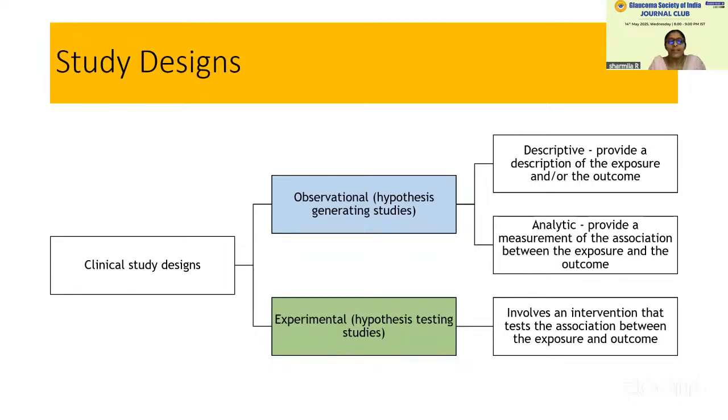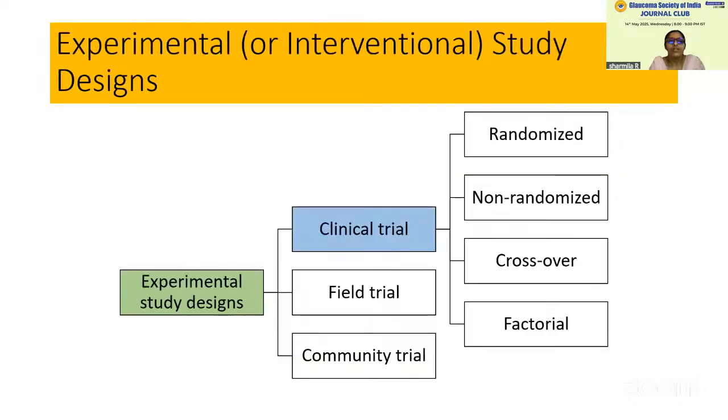And today we're going to be dealing with the experimental studies, which are hypothesis testing studies, and they involve an intervention that tests the association between the exposure and the outcome. So the experimental or the interventional study designs are further subclassified as clinical trials, field trials, and community trials. And the most important thing is the clinical trial. They are again classified into various subtypes like the randomized clinical trial, the non-randomized clinical trial, crossover trial, and the factorial trials. So I'll be dealing with each of these a little in detail.